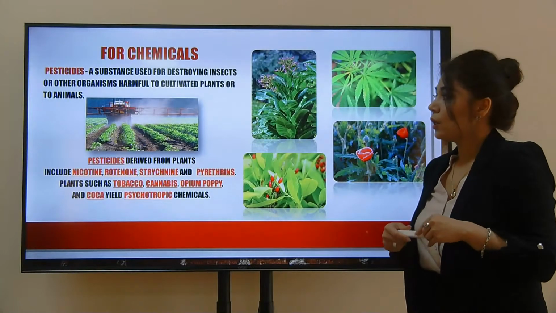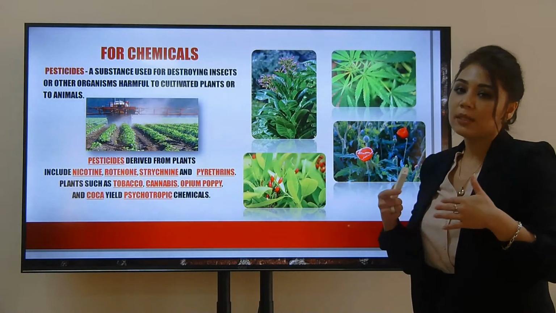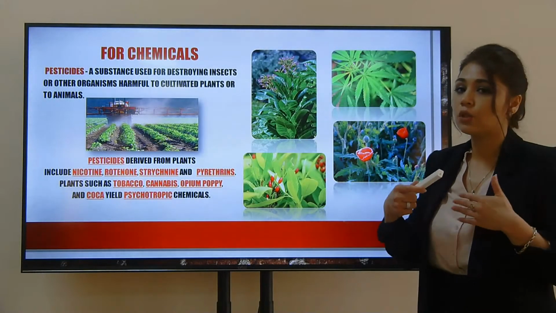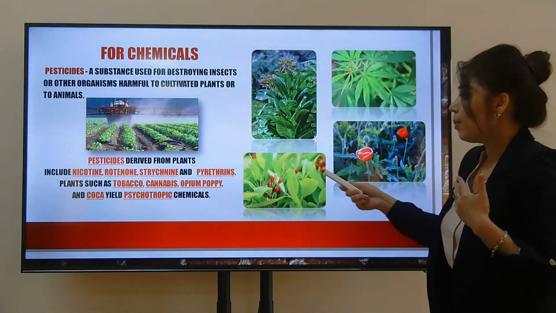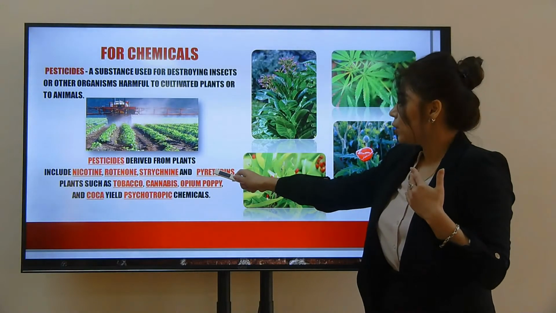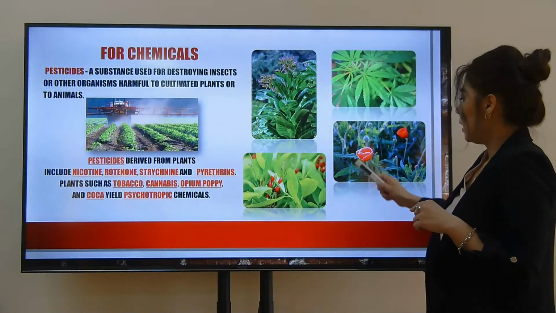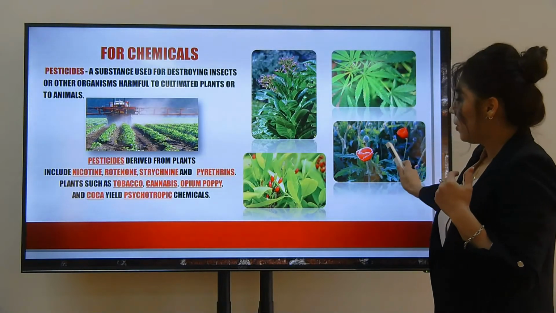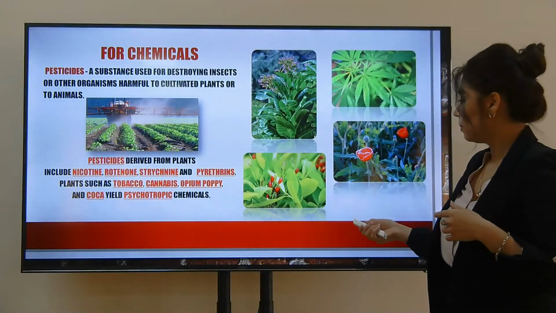Now I would like to give a definition for the word pesticides. What does it mean? Pesticides are chemicals which farmers use in order to kill harmful insects and other living organisms. Pesticides derived from plants include nicotine, rotenone, strychnine, and pyrethrin. Plants such as tobacco, cannabis, opium poppy, and coca, as you see in the pictures, yield psychotropic chemicals.